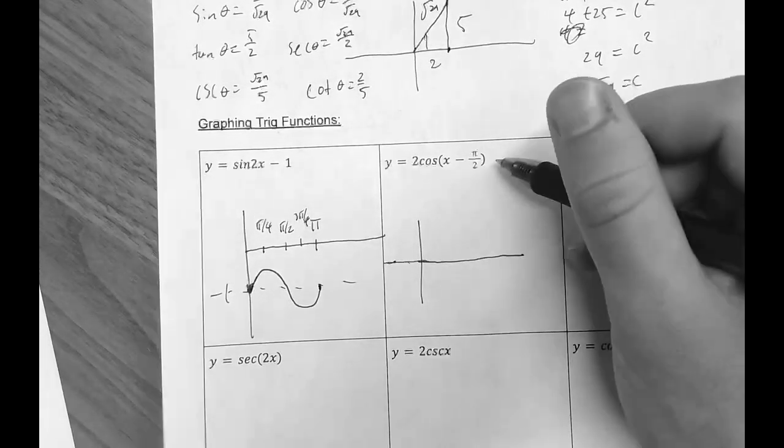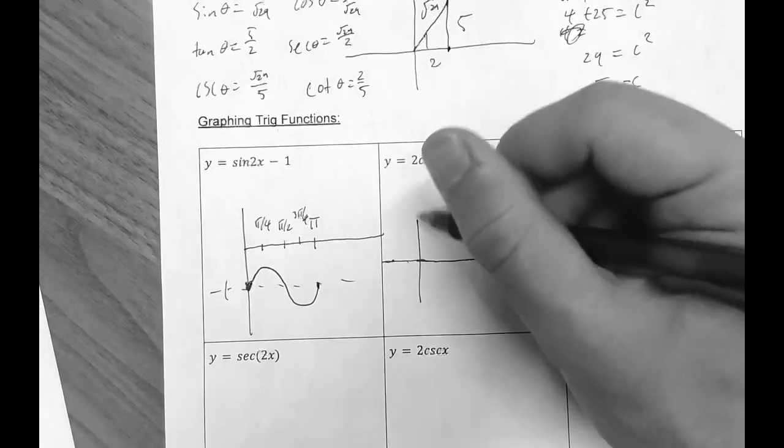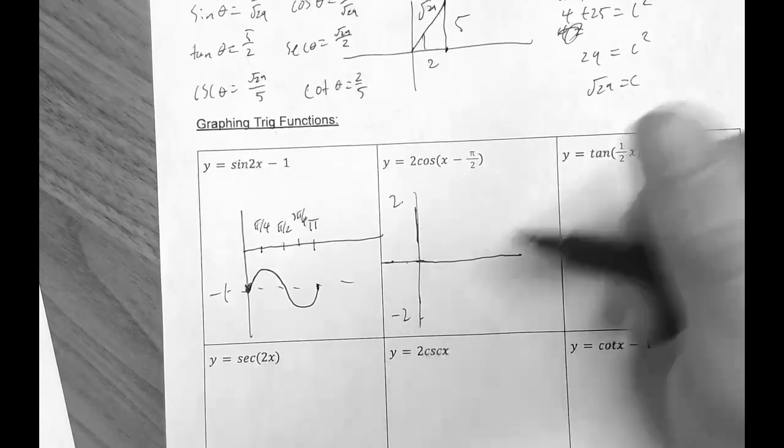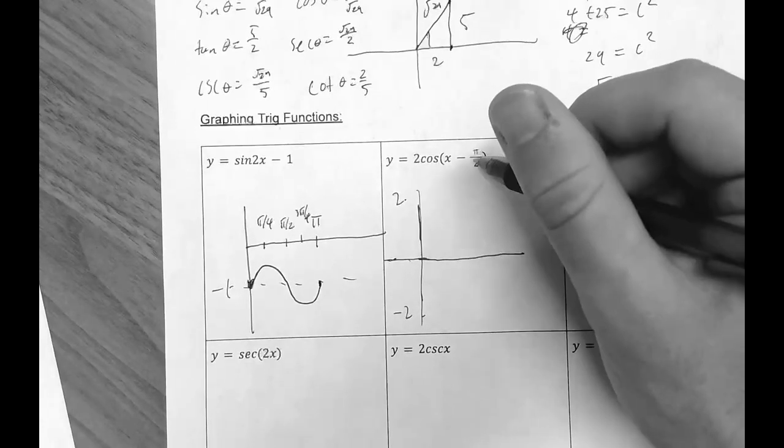So go to this guy, 2 cosine of x minus pi over 2. So here we got a cosine graph. Its amplitude's 2, which means I'm going to go up to 2 and down to -2. That's important. And then it shifted pi over 2 to the right.